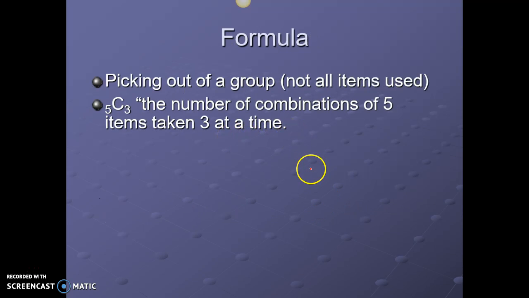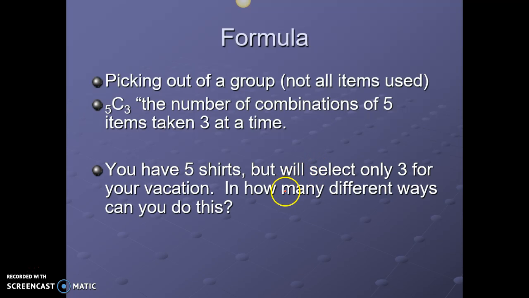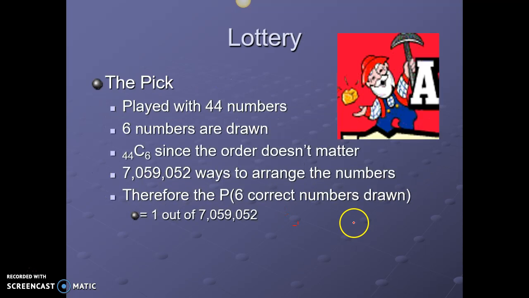So we talked about the formula already and how to do it in the calculator. So we have 5 shirts. We select only 3, so 5C3. We don't care how we pick these out, so it's 5C3. Now, if we're going to talk about how they were worn, what order we needed to wear them, then we would change from combination to permutation.